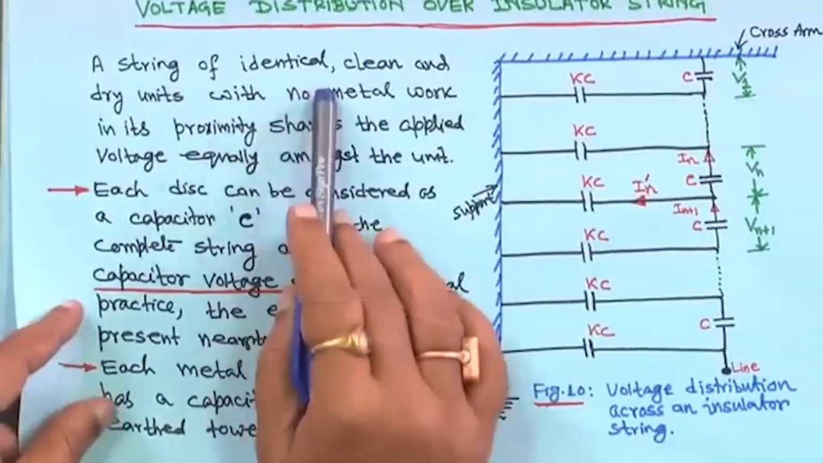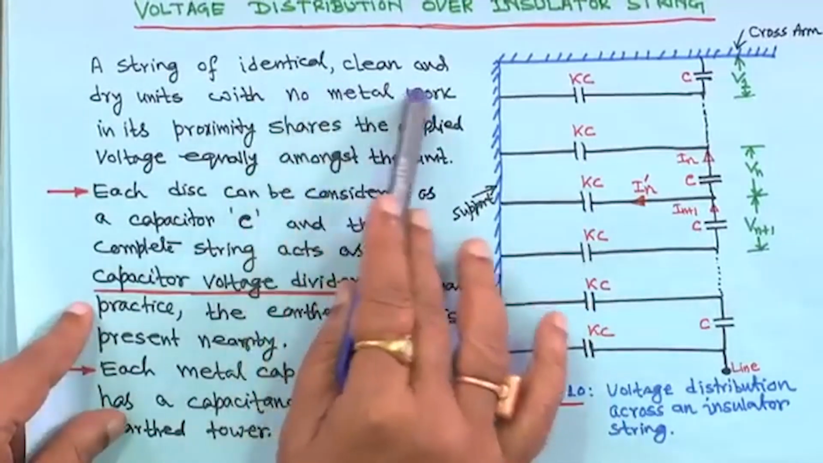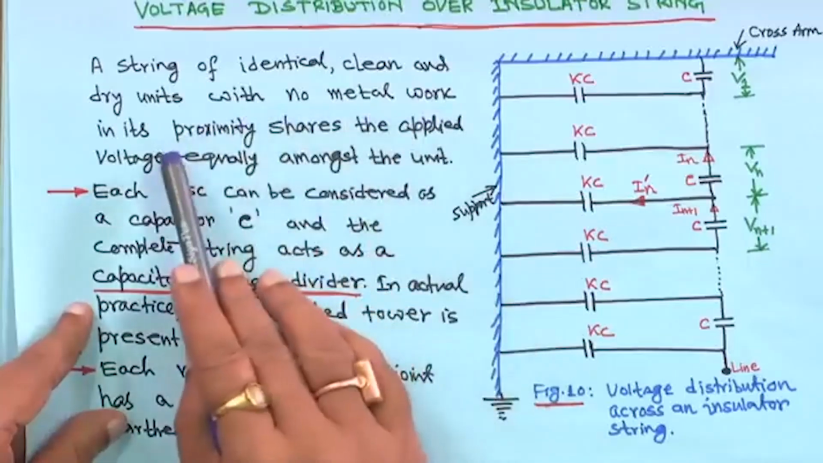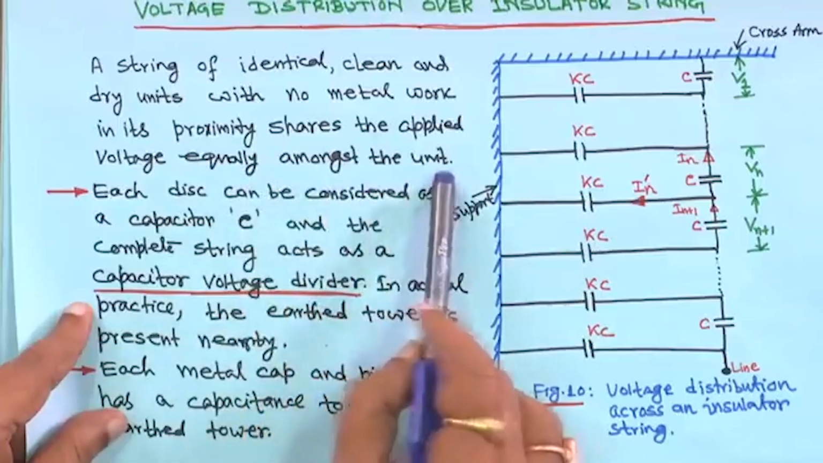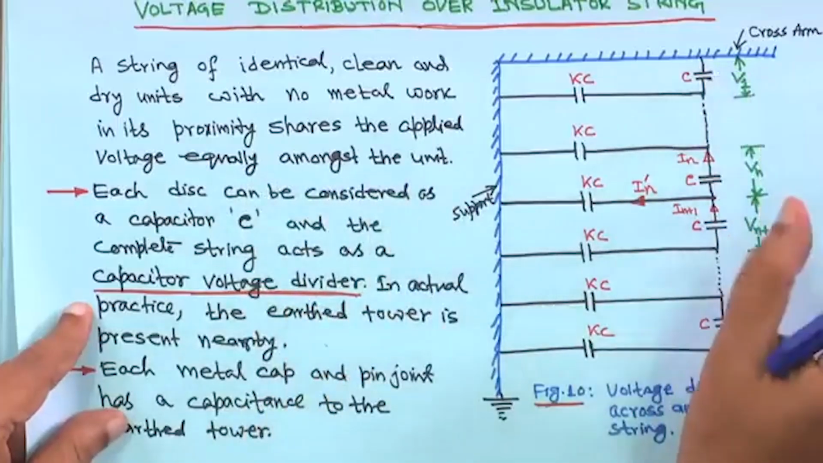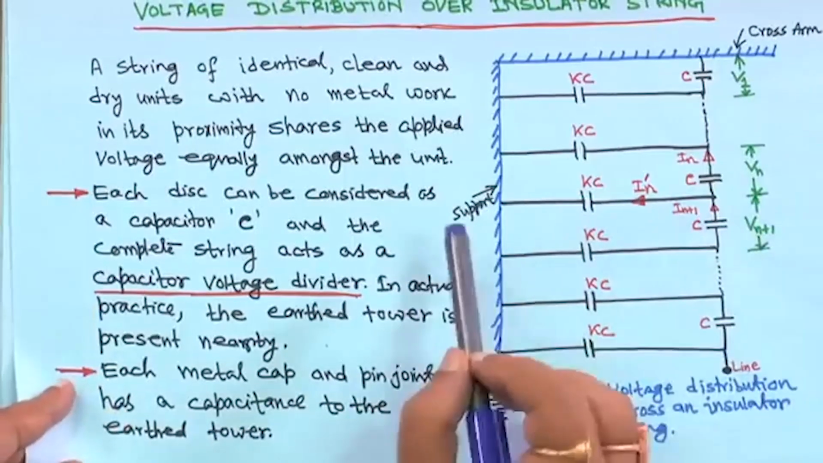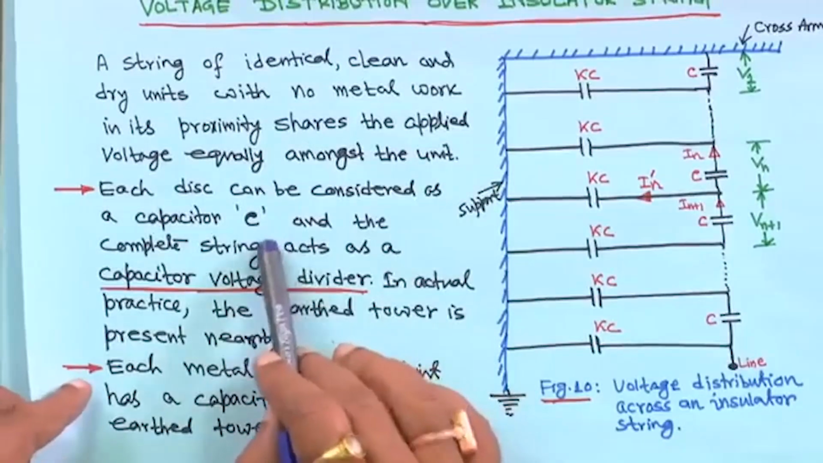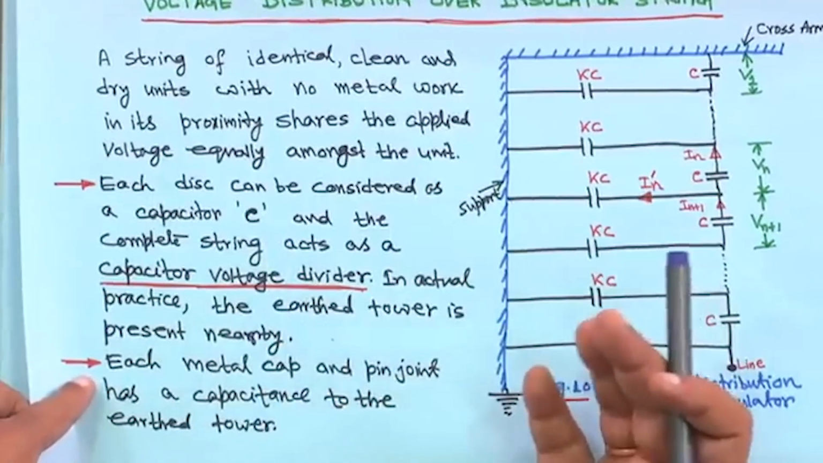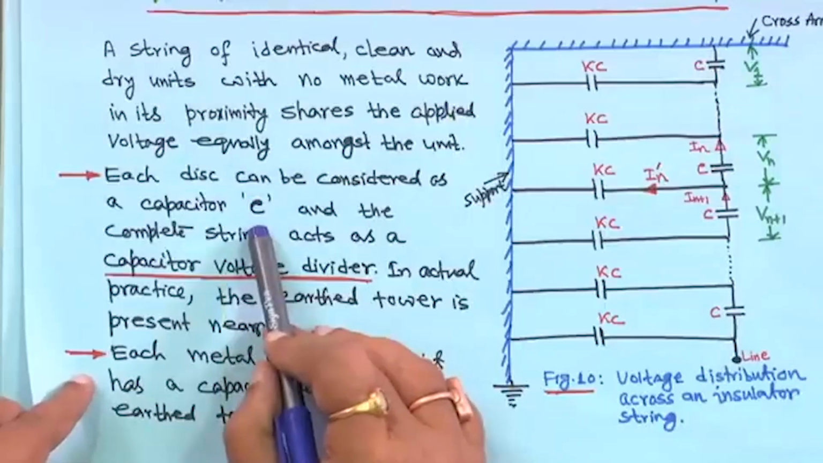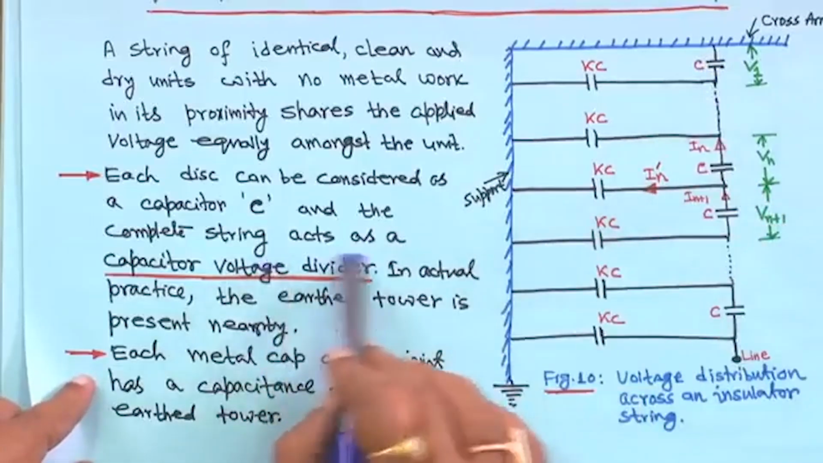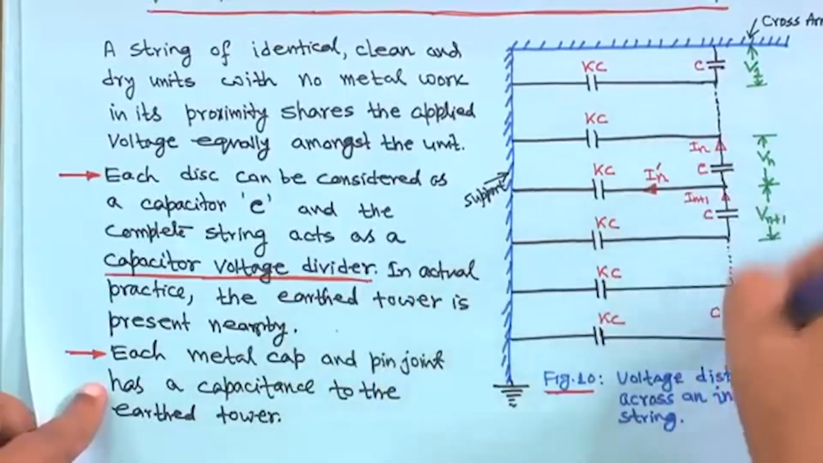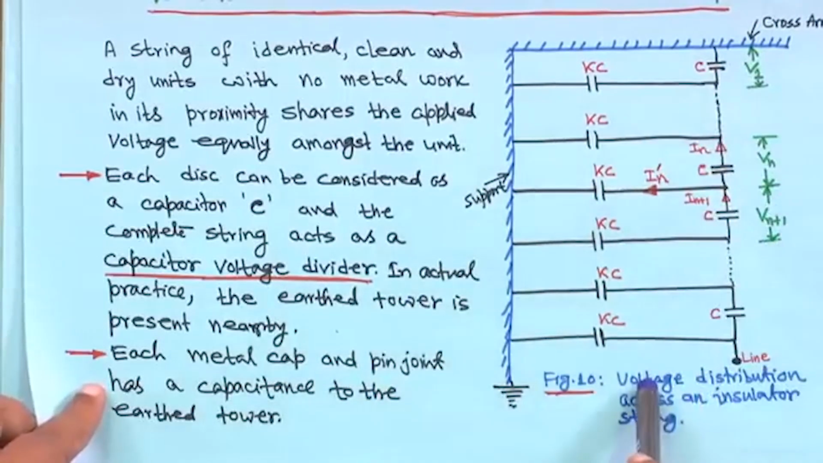Now, a string of identical clean and dry units with no metal work in its proximity shares the applied voltage equally among the units. There are so many units in each string, and each disc can be considered as a capacitor C, as I showed you in the suspension type insulator. The complete string acts as a capacitor voltage divider.